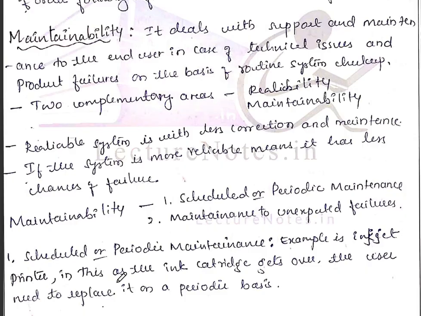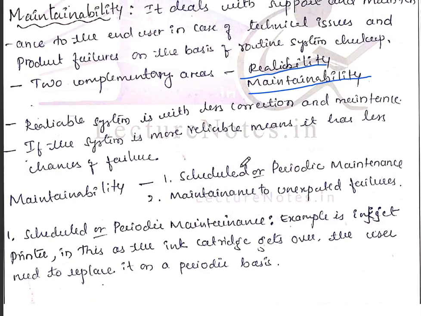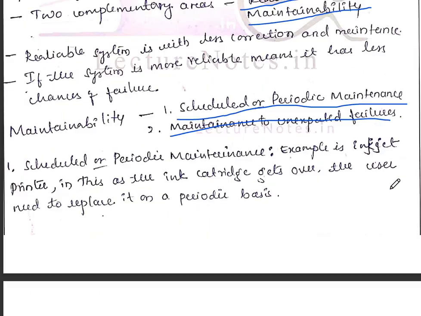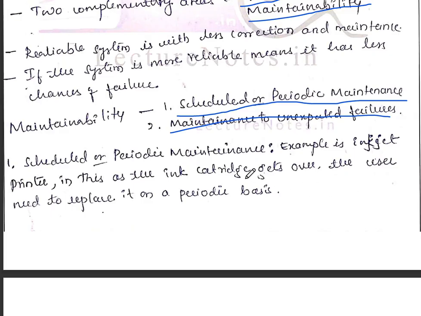So the next one will be maintainability. Maintainability mainly deals with the support and maintenance of the end user in case of any technical issue. The complementary areas would be reliability and maintainability. In maintainability, there are two types of further classification, that is scheduled or periodic maintenance or maintenance due to unexpected failure. So scheduled or periodic maintenance means when the ink in the printer is empty or about to finish, the user needs to replace it on a periodic basis.